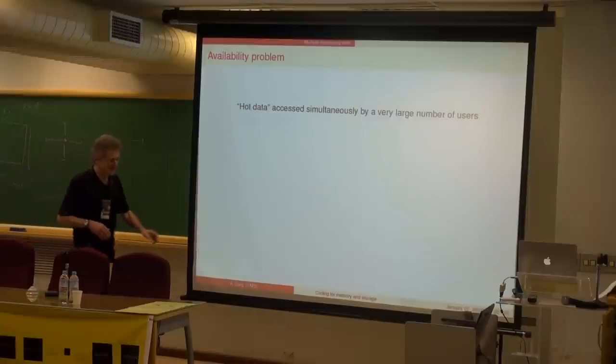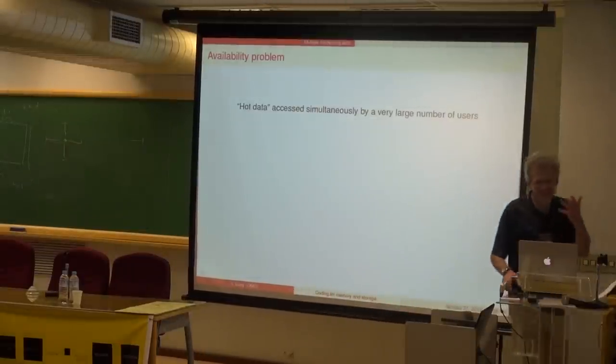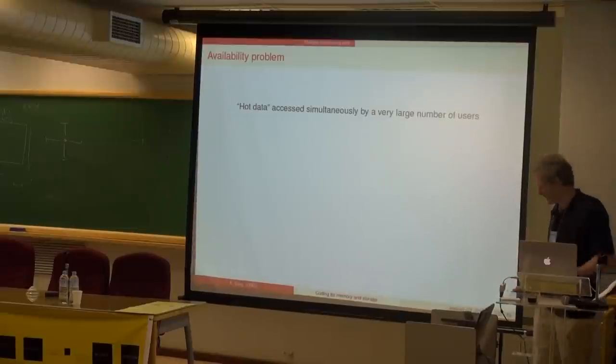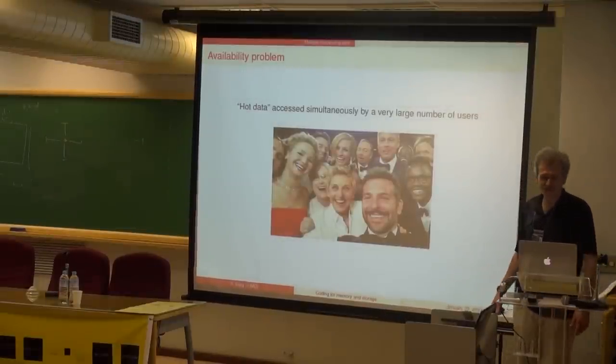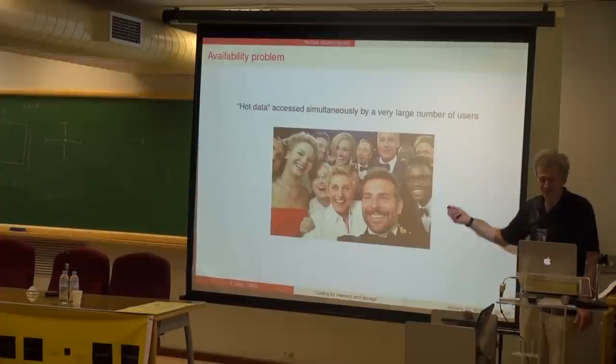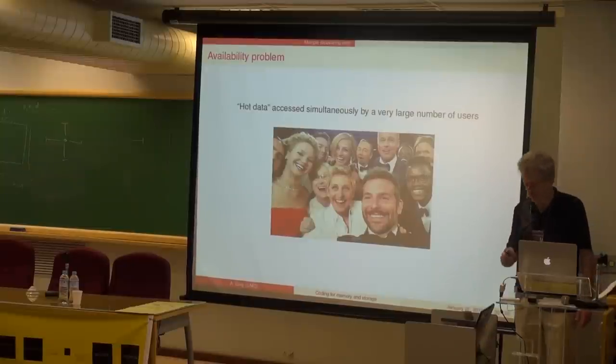And there is a very concrete example of this. When many users want to access some information, such as this one, some vaguely familiar faces. And in fact, when they did it, Twitter crashed because the users couldn't access it. What can we do about this?